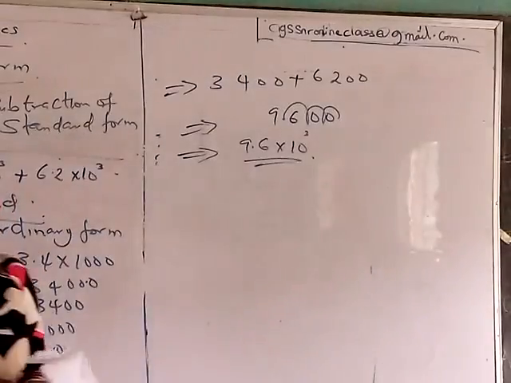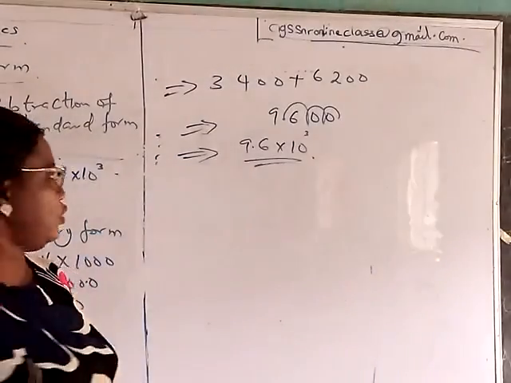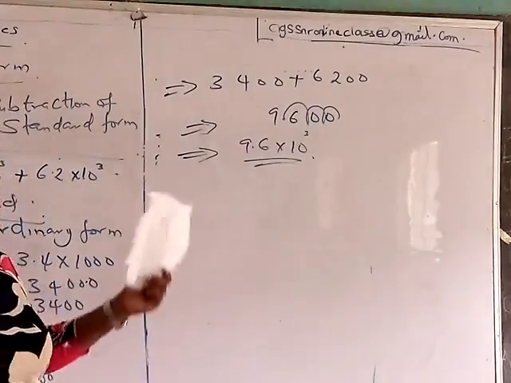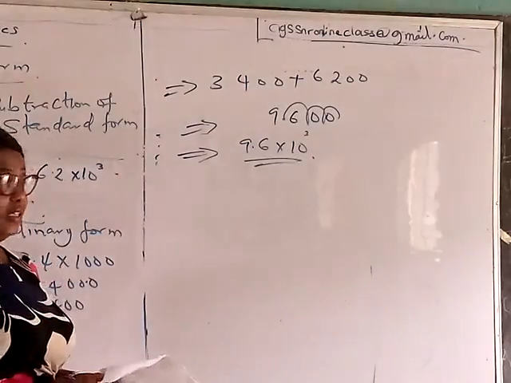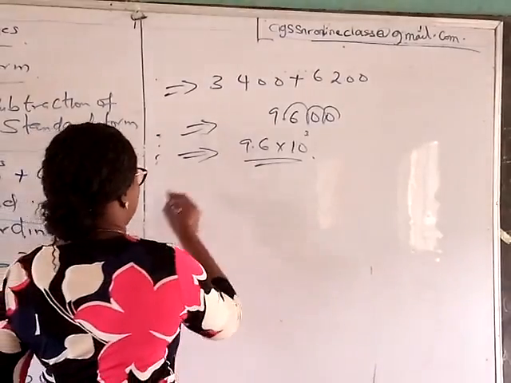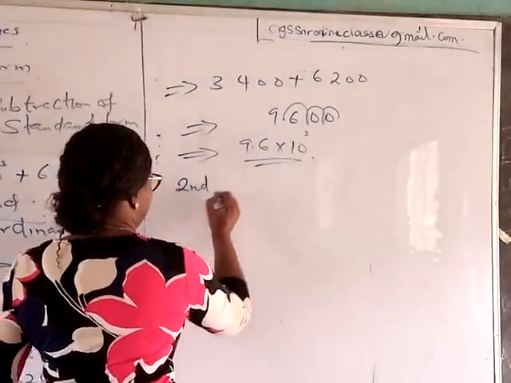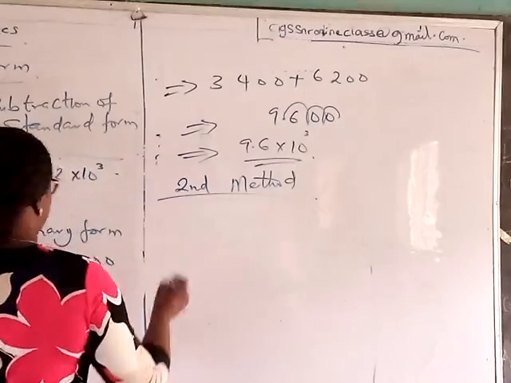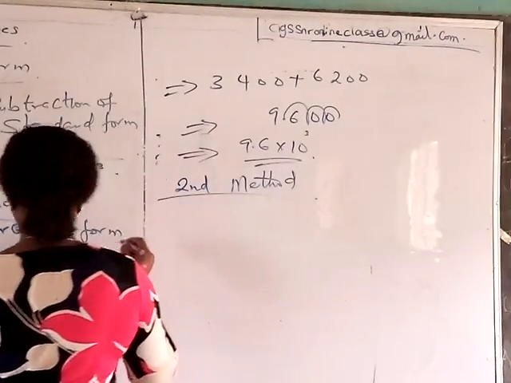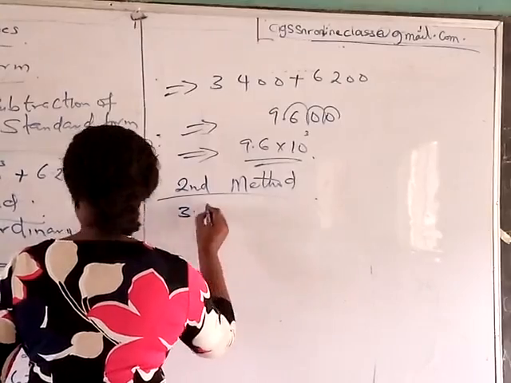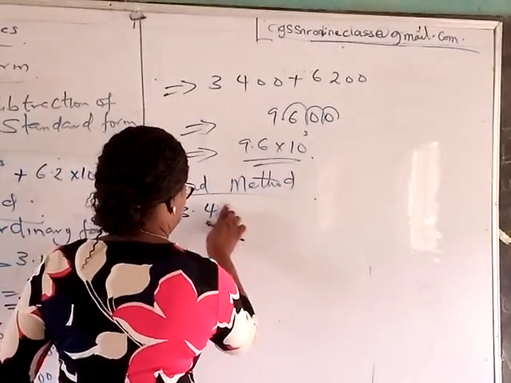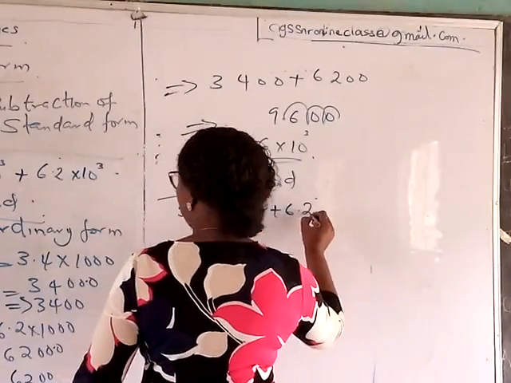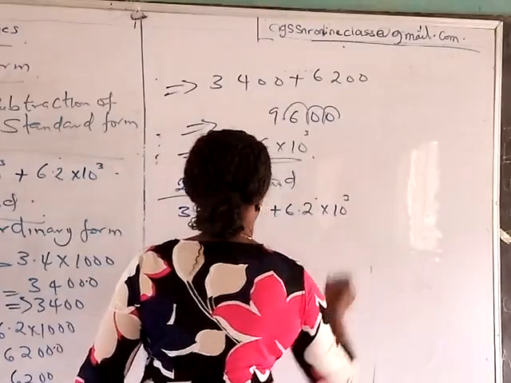That's the first method. Now, another way through which you can solve this problem is by factorizing the question given in standard form. So I'll take the second method. For the same question now, just to see if we arrive at the same thing, we have 3.4 times 10 raised to the power 3 plus 6.2 times 10 raised to the power 3.